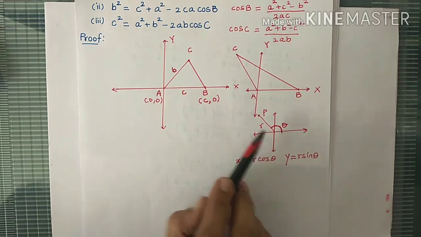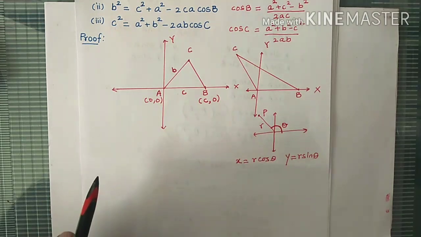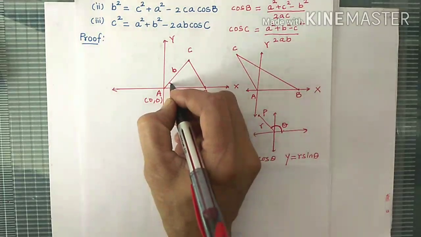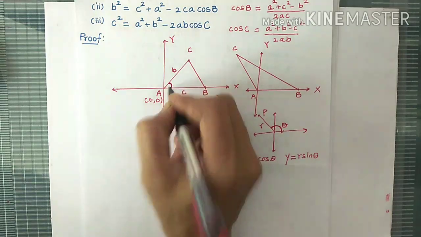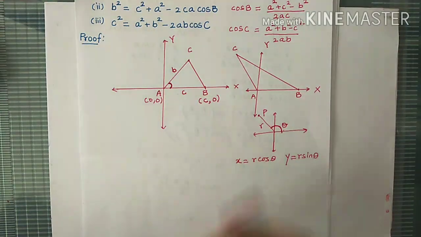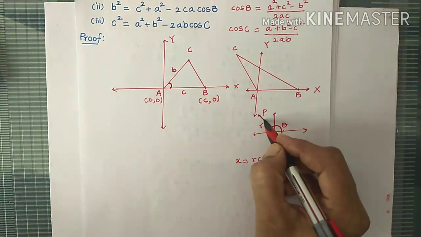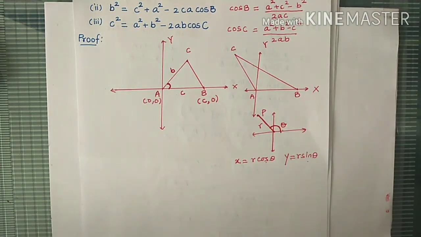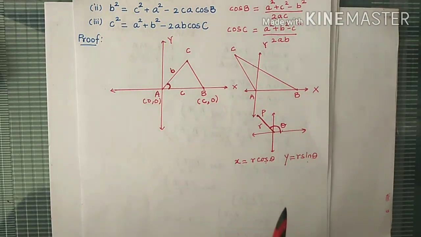Now let's compare this with our diagram. Now instead of theta we are referring to angle A. So now theta we have to replace by A. And length OP, we have here coordinates of P, r cos theta, r sin theta. So we need length OP.